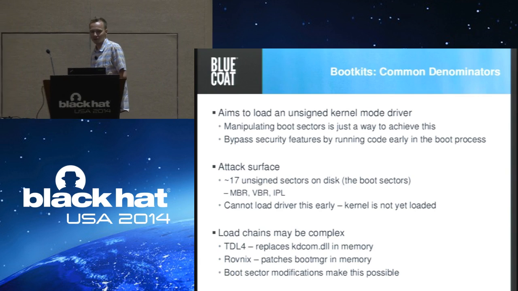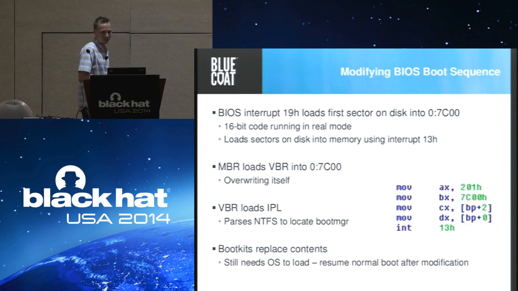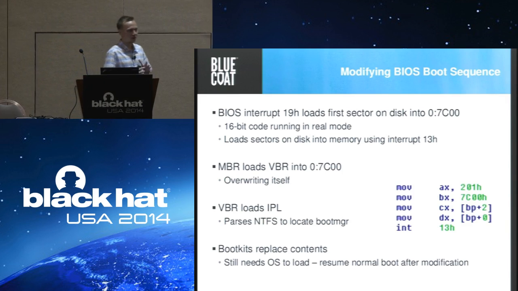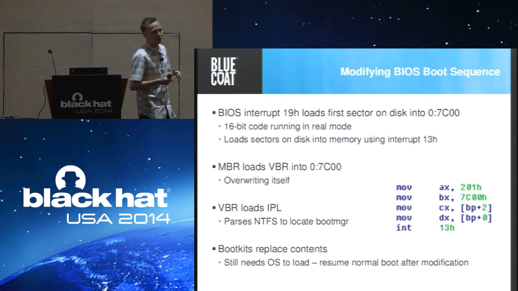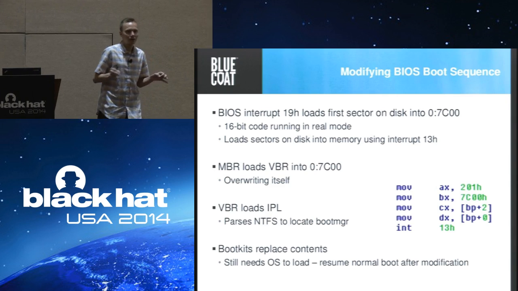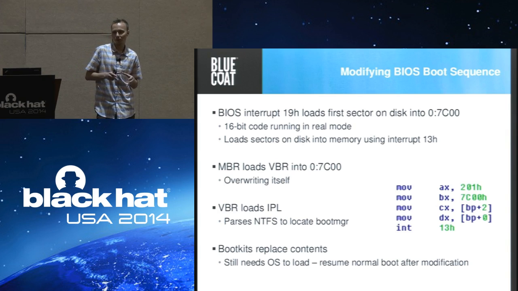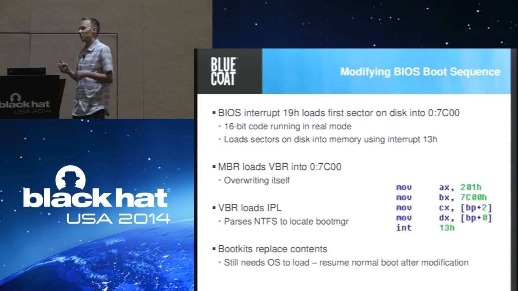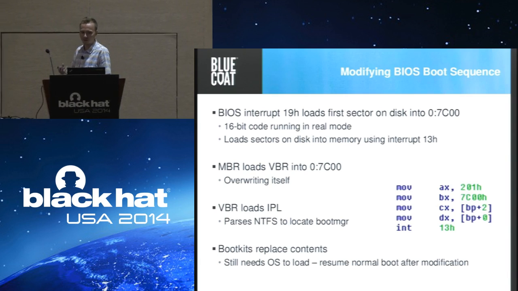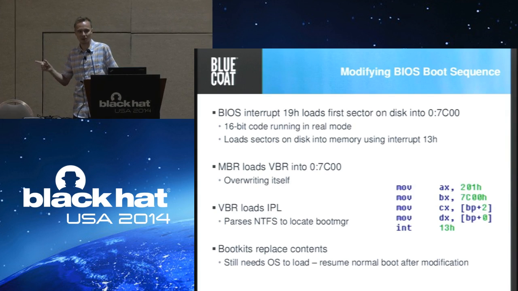So that's what we focus on. Just a quick overview of how the boot sequence is supposed to work. Sometimes when you power on your machine, you probably see a power-on self-test. At the very end of this, there will be code that issues BIOS interrupt 19. This instructs the BIOS to load the first sector on disk into memory at address 7C00.